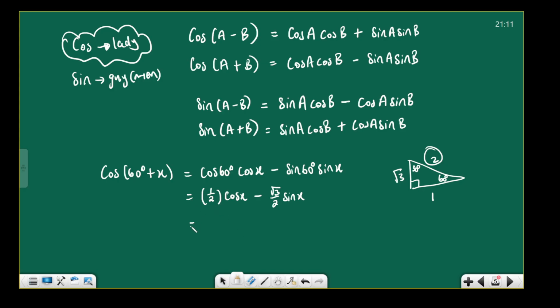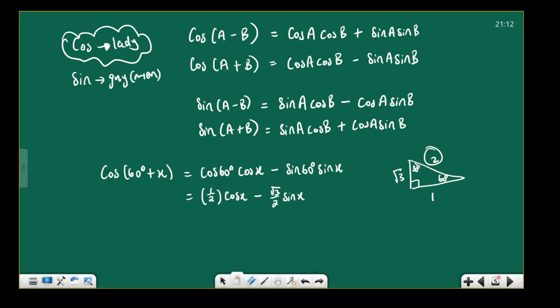You can also take half as a common factor. If you want, you can take half as a common factor, but let me just show you what taking a common factor is. So let's go through it again. If you have cos 60 plus x, you're gonna use the formula for cos, because here it's a plus, in the middle we're gonna have a minus, so we're gonna say cos 60 times cos x, and then sine 60 times sine x. This is what we have there.